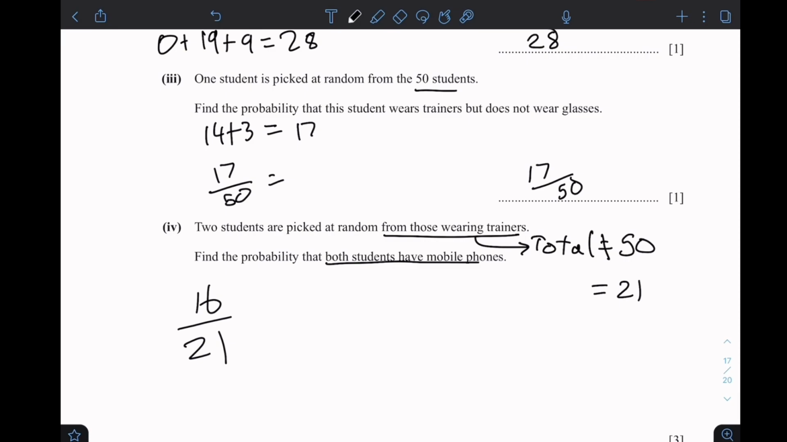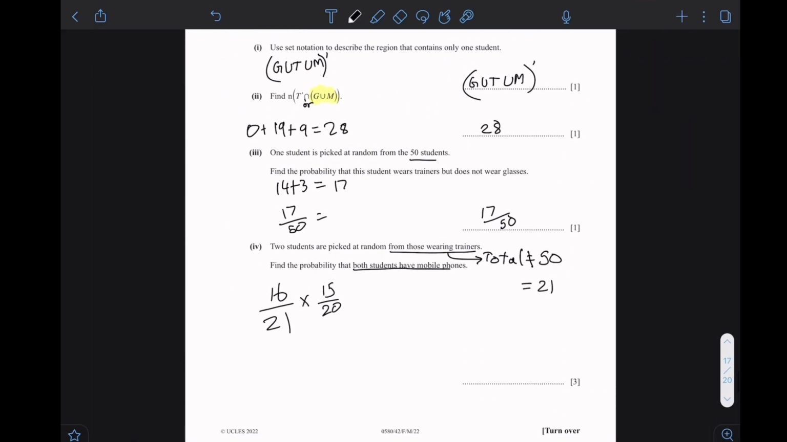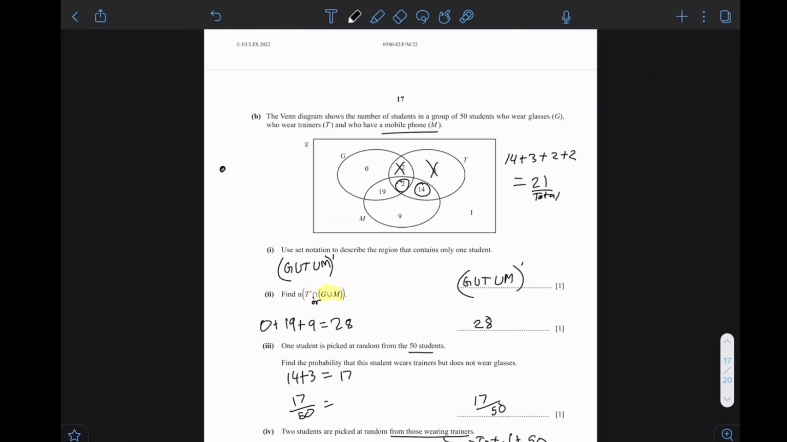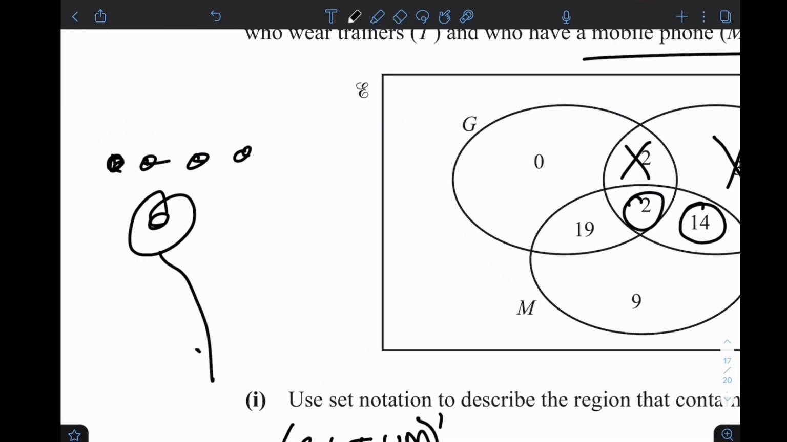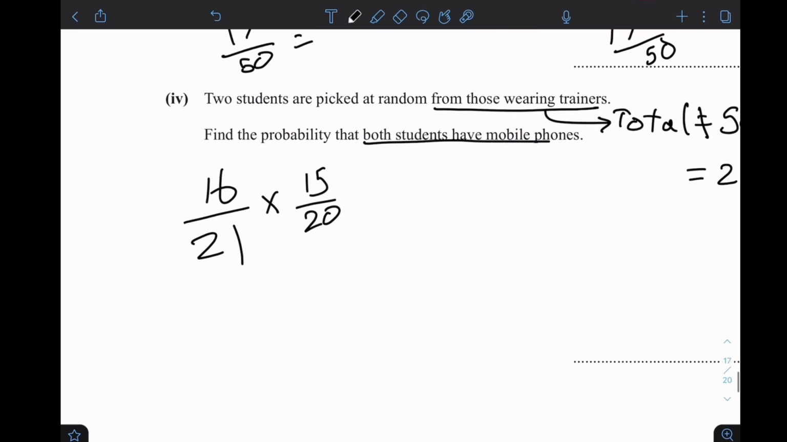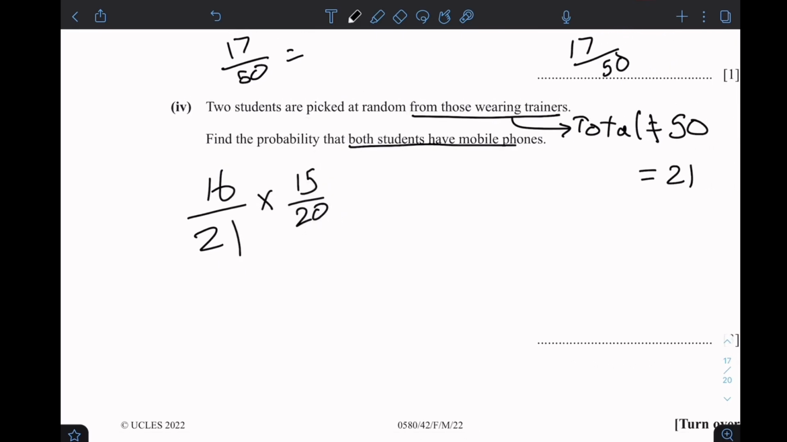So you do 16 divided by 21 multiplied by 15 divided by 20. Now the reason you do this is because let's say you have a group of 5 people, and you take one out, all that is left is 4. So out of the total outcome, one is removed. You're not replacing it, and because of that, you have to subtract one from the denominator and the numerator.